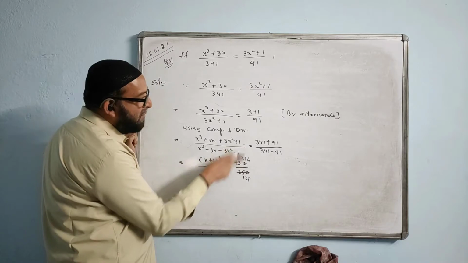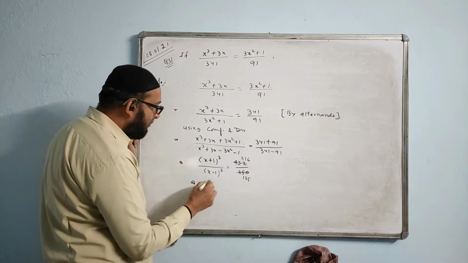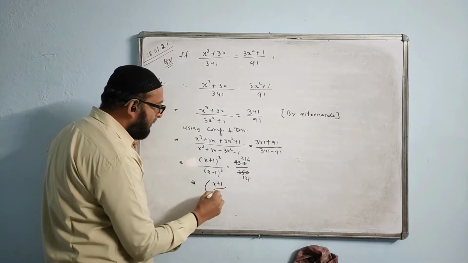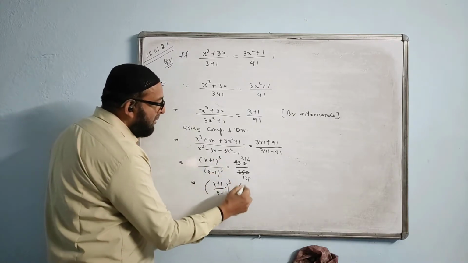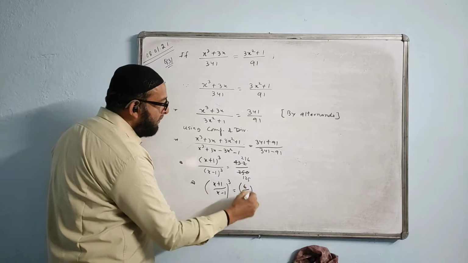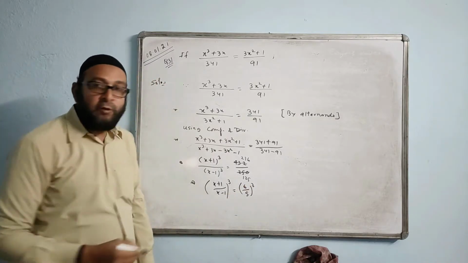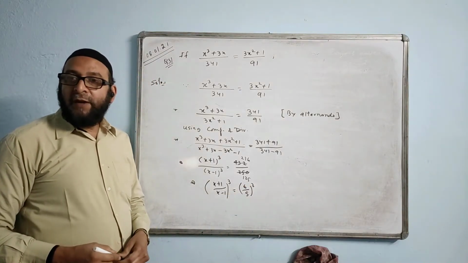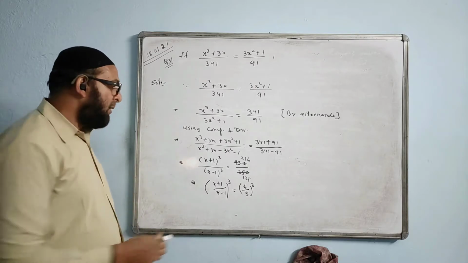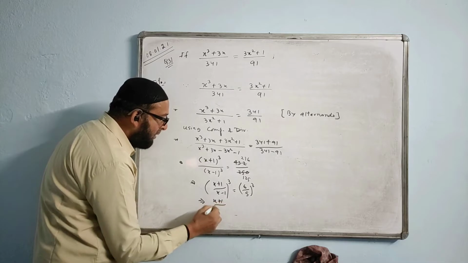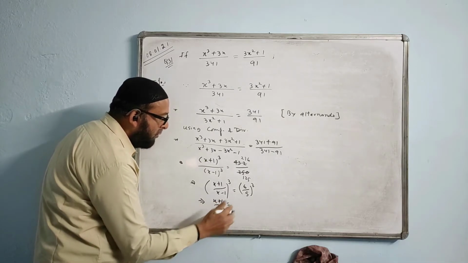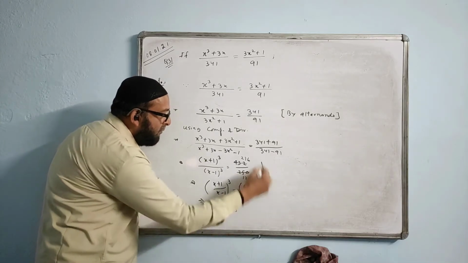This must be coming as a power of cube, something to the power of cube. We'll write it like this: x plus 1 by x minus 1 whole cube. Individual cube, this will be 6 by 5, 6 by 5 whole cube. 6 upon 5 whole cube you can write. Cube cancels. We get x plus 1 by x minus 1 equal to 6 by 5.